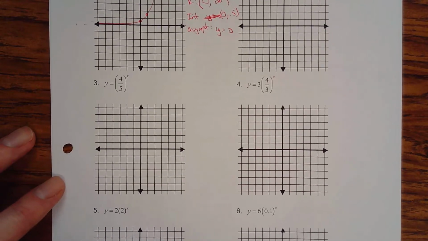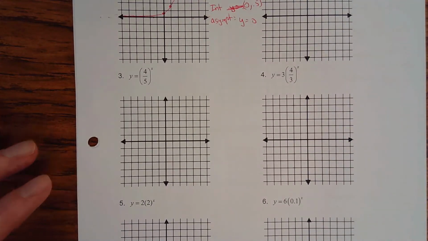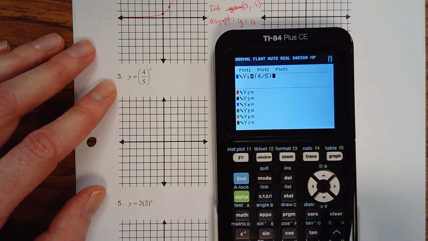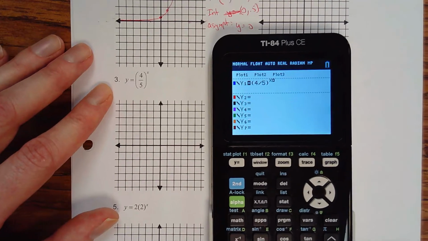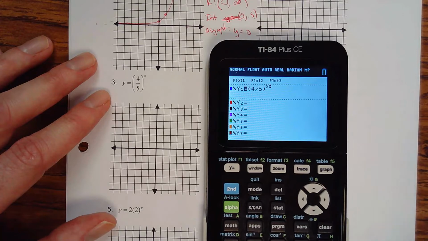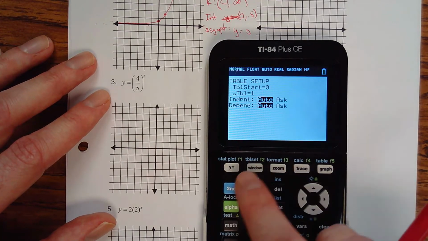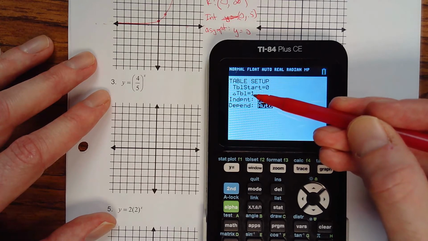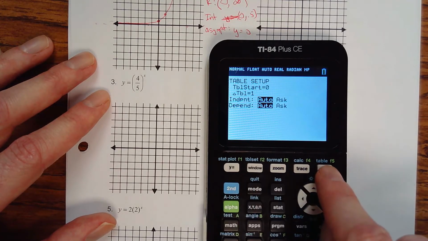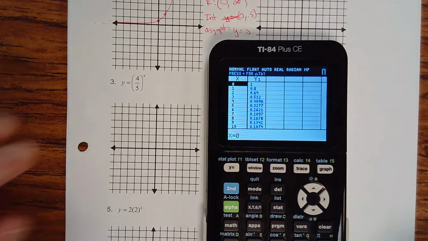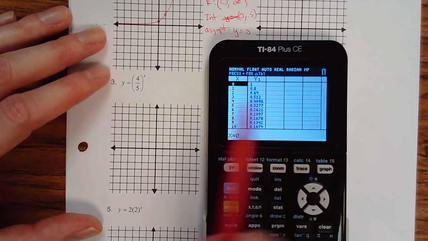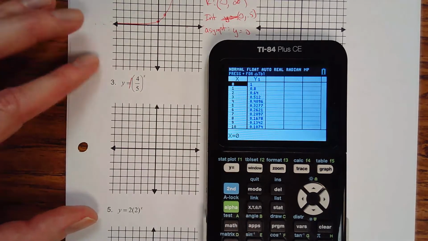If you want to quickly get some points, you can type this in. I'll do 4 divided by 5 to the x power. If you want to make a table out of it, just to get some ideas, remember, go to table setup, second table setup, start at 0 and have a change of 1. Then go second table. For this one, my y-intercept is 1, because there's a 1 out front here. It's not written, so it's assumed to be a 1.